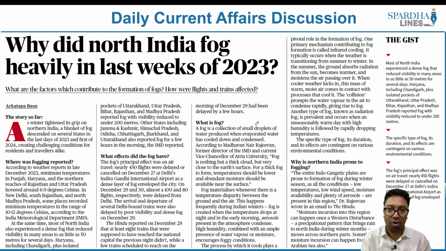So what is fog? Fog is a collection of small droplets of water produced when evaporated water has cooled down and condensed. Fog is nothing but a thick cloud very close to the earth's surface. For a thick fog to form, temperatures should be lower, as we discussed, and abundant moisture should be available near the surface. Fog materializes whenever there is a temperature disparity between the ground and the air. This happens frequently during the Indian winters. Fog is created when the temperature drops at night and in the early morning. Aerosols present in the atmosphere condense. So high humidity combined with a high presence of water vapor or moisture ensures foggy conditions.